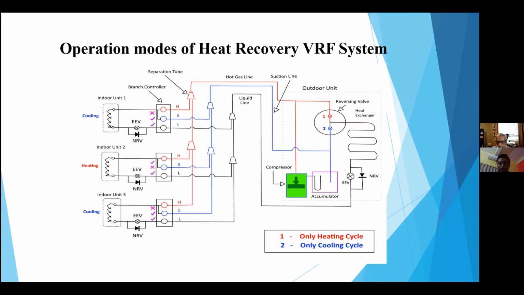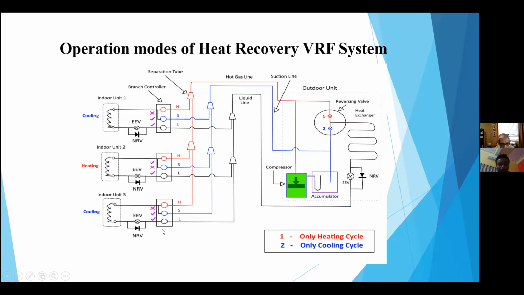In this case, the compressor leaves the hot refrigerant, and this hot refrigerant goes to the hot gas line, depending on the needs of the room temperature, where it needs heating mode. Through the hot gas line, the hot refrigerant goes to the heating room, that is indoor unit 2, and it is condensed, and then goes to the NRV valve and flows through the liquid line, and then another room has a cooling mode.